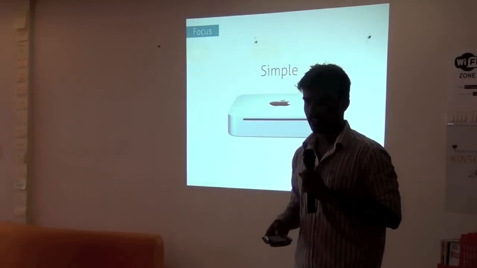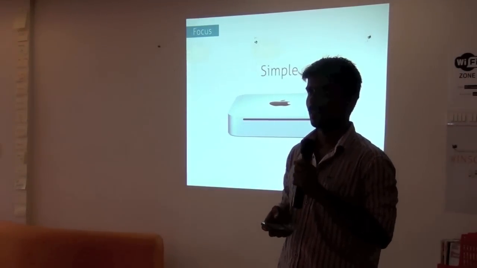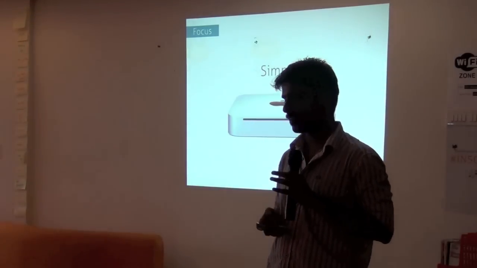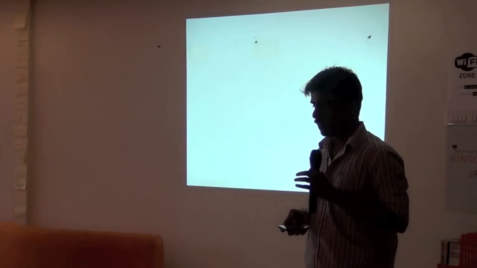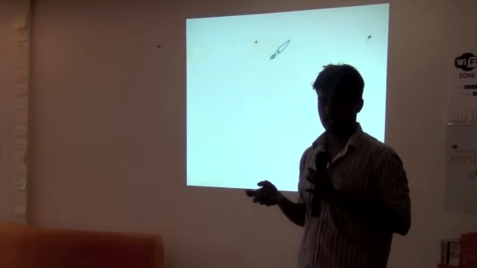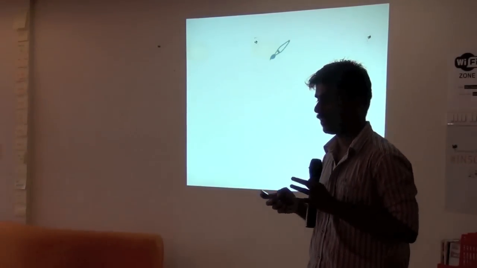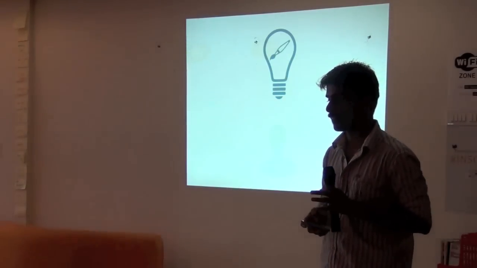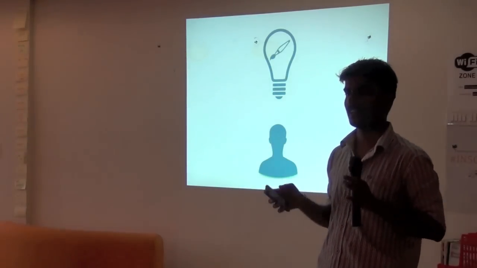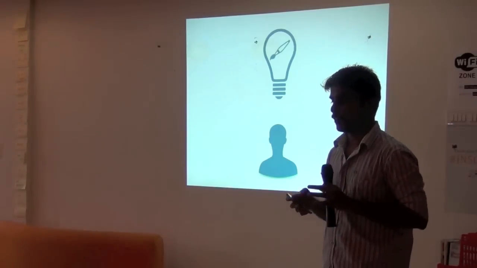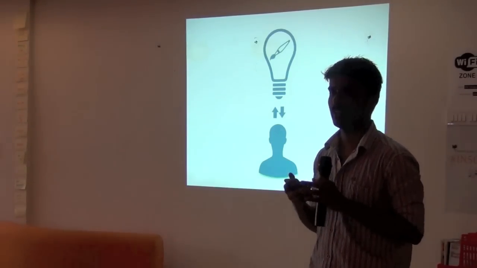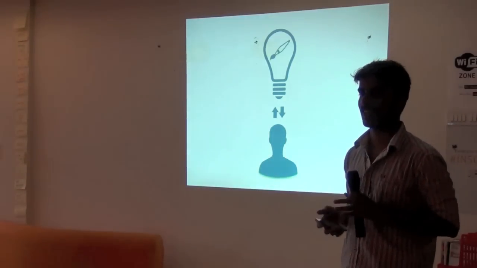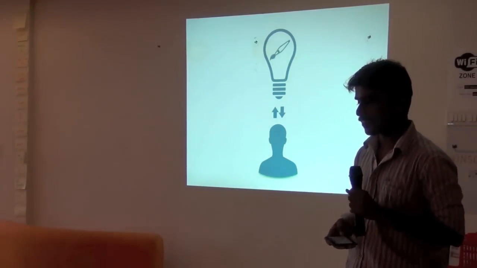So, designing for simple. To make a simple design, what you need to do is take your art, your idea, and then the user. These three are the elements. When you bring a good sync between your art, your idea, and the user, you have a successful app that's ready to launch.